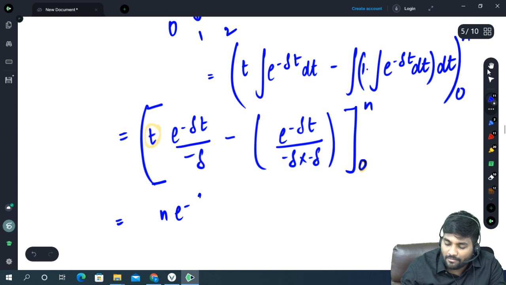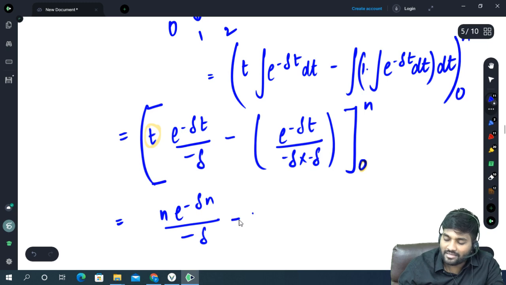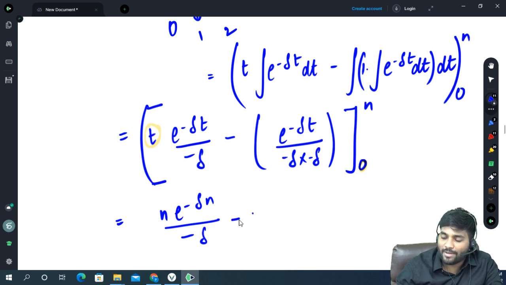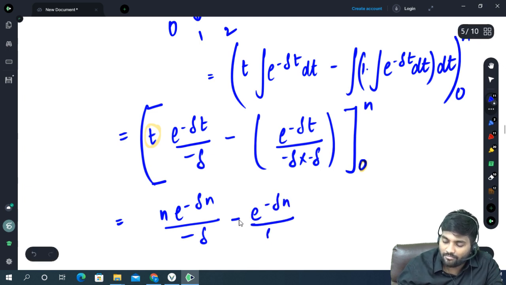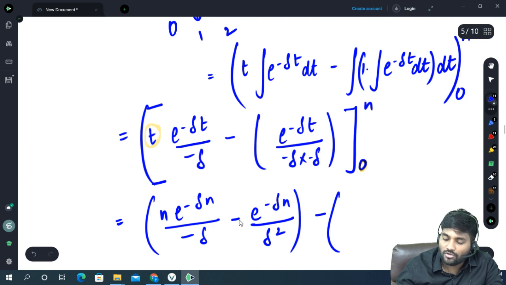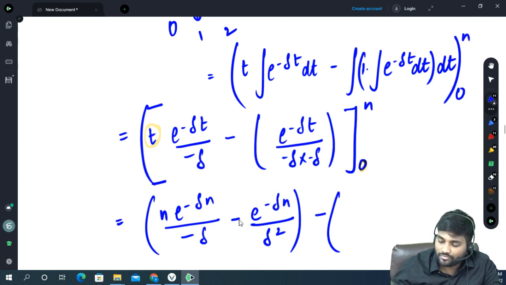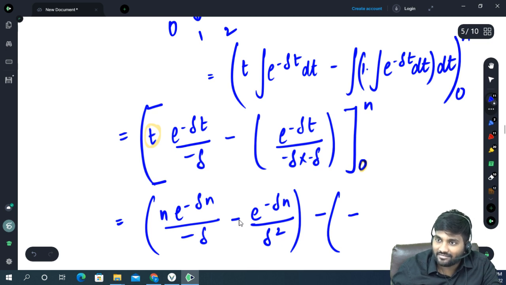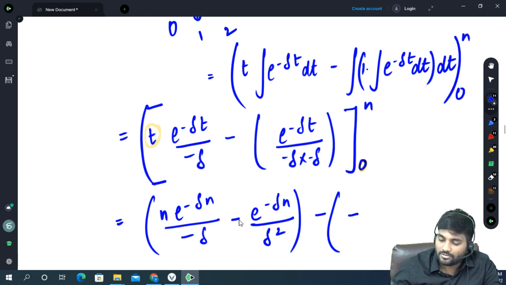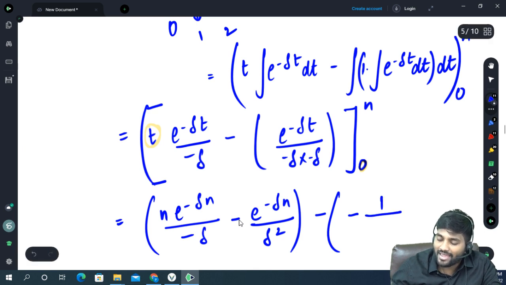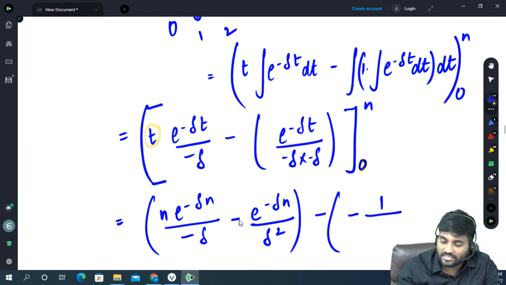So n e to the power minus delta n by minus delta, minus, wait, minus into minus is what? Plus. So minus sign will remain. e to the power minus delta n by delta square. This is when we put n, minus when we put 0. So this first term will become 0, again minus, right? Again minus. Anything to the power 0 is 1 by what? Delta square. Excellent. And this minus is for this one.